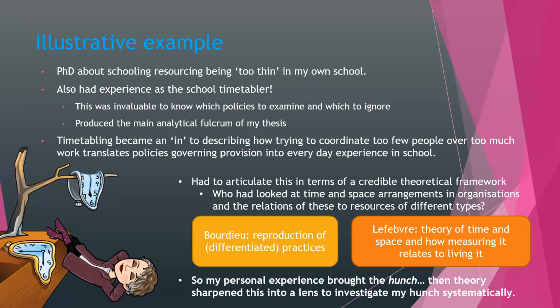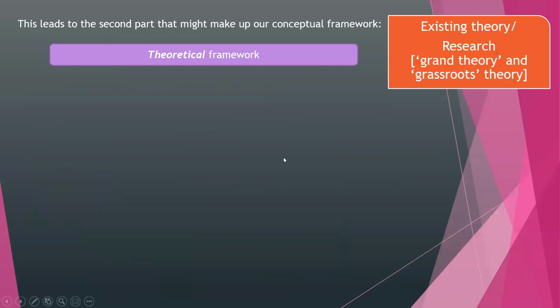What I like about this as example is it shows you how there is this dialogic arrangement between having a heuristic instinct informed by experience and then going to find the language one needs to be able to articulate it precisely and rigorously. And that leads us to the second part of what Maxwell says is in the conceptual framework. That's existing theory. Now, I've talked before about the difference between a grand theory and a grassroots theory, and we can articulate a little bit more about that here.